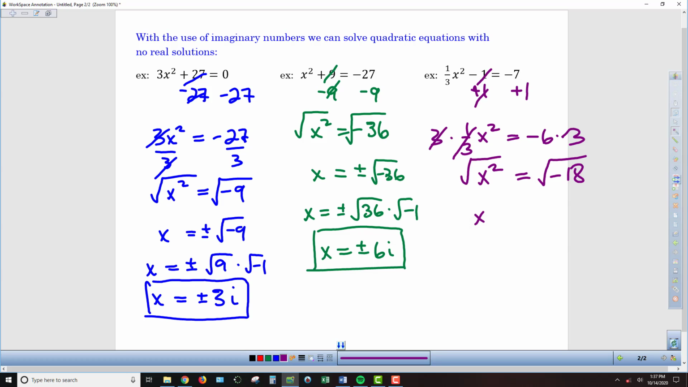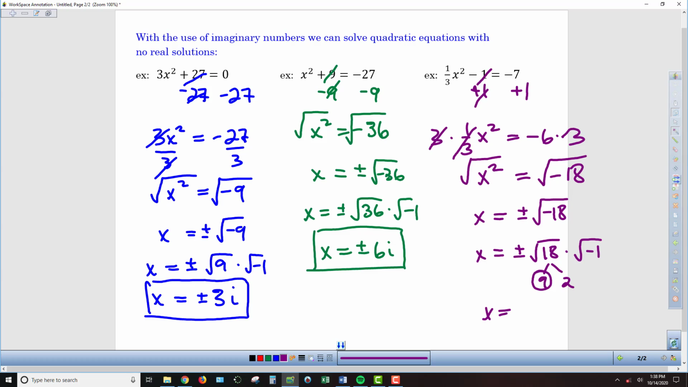So we get x equals, and so once more, plus or minus, and then I've got the square root of -18. Have to separate out that root -1. So I've got x equals plus or minus square root of 18 times the square root of -1. Now in this one, we didn't end up with a perfect square for the real part of it, so I'm going to have to do my little factor treeing here. So if I go 9 and 2, 9 is a perfect square, so I can take the square root of that, but then the 2 will be trapped.